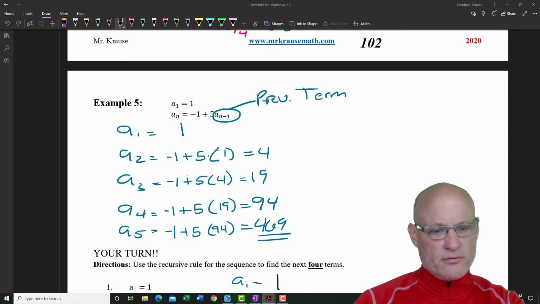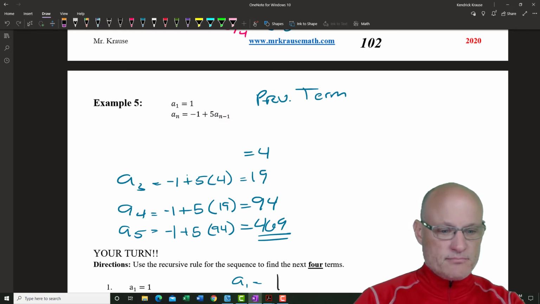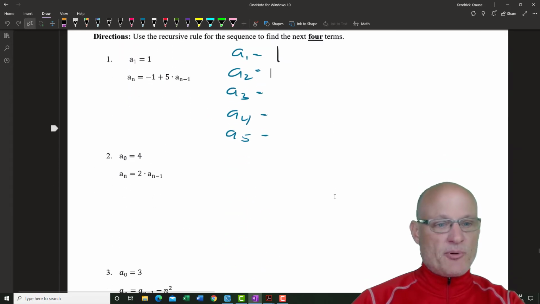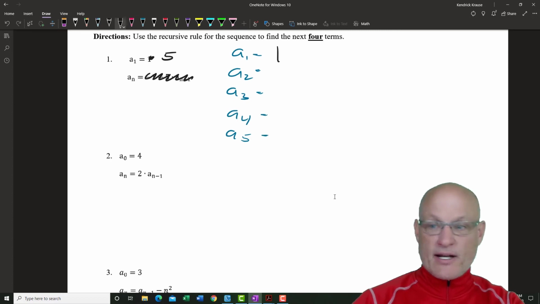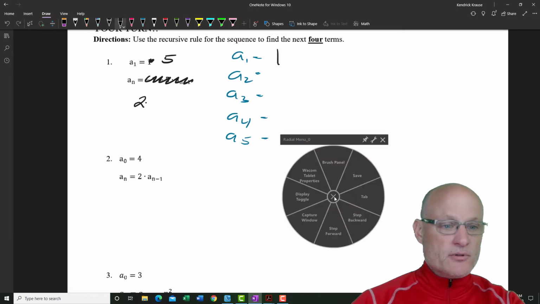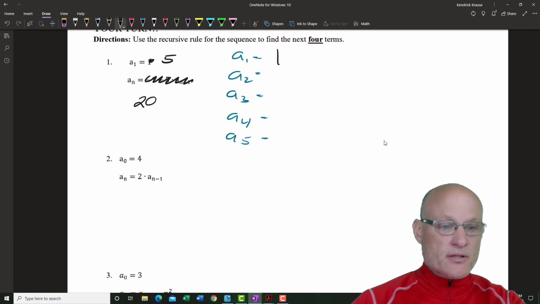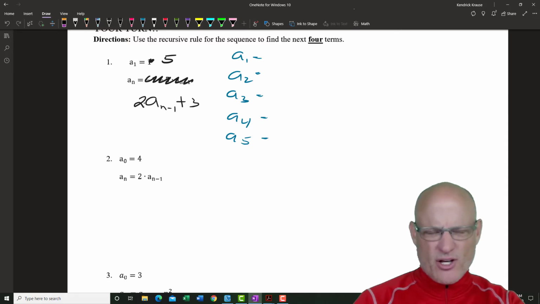That's weird. I wonder if I changed that for you. Hopefully I'll change this in class. Oh, wait. This one is supposed to be 5. Hopefully I'll change it in class. It's supposed to be 2 times a sub n minus 1 plus 3. That's what it's supposed to look like. So, good. I always thought that was weird, starting with 1 again. So we'll go with 5.